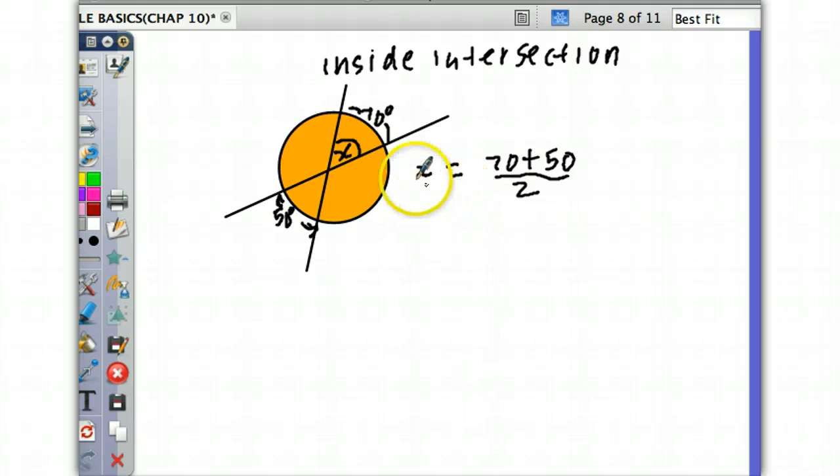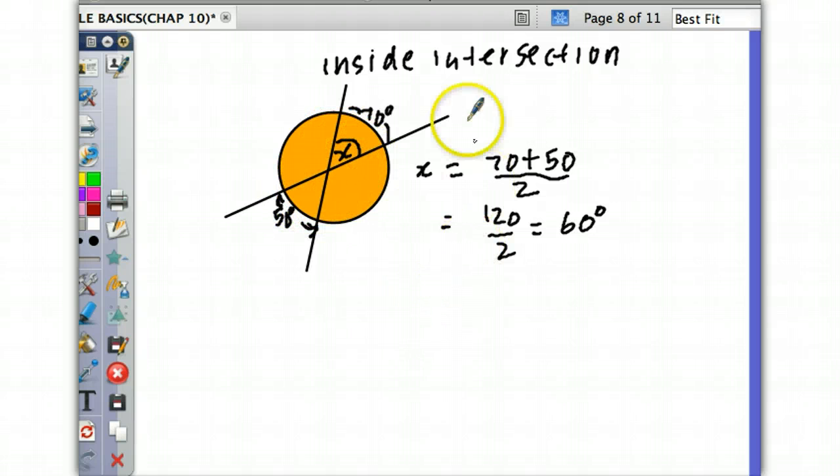Papa Hernandez. All right, that's what the angle is going to be. It's going to be the average of these two arcs, this one and this one. This is 70, and this is your 50. So this would be our 120 divided by 2, which would be 60 degrees. This angle here, or this angle, which is a vertical angle, is 60. This would be the inside intersection.